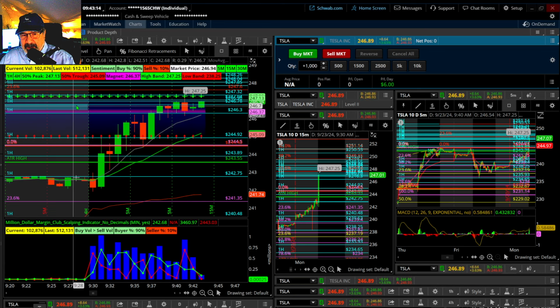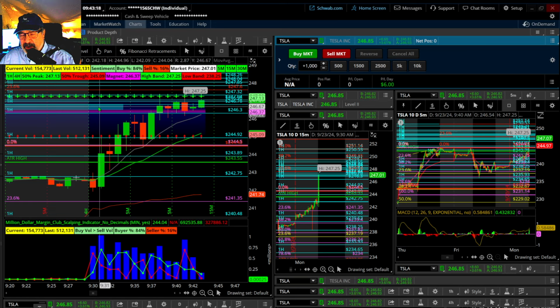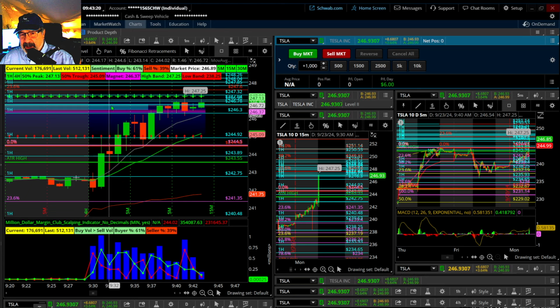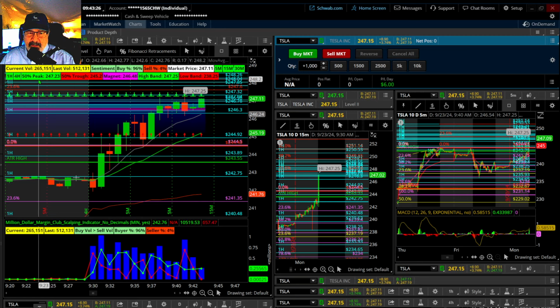This, what you see moving across the screen, is my market magnet, which basically judges volume price action based a bit on the volume profile that Thinkorswim has. It's a bit different because it does things at a 50%.